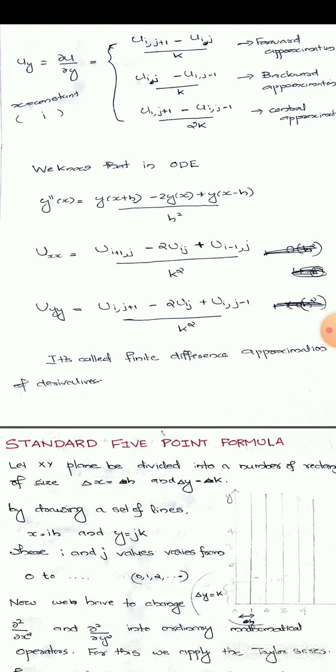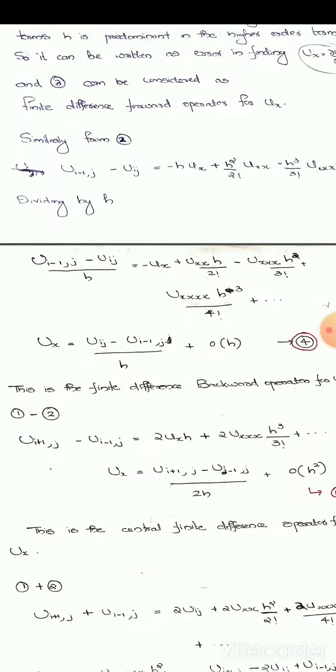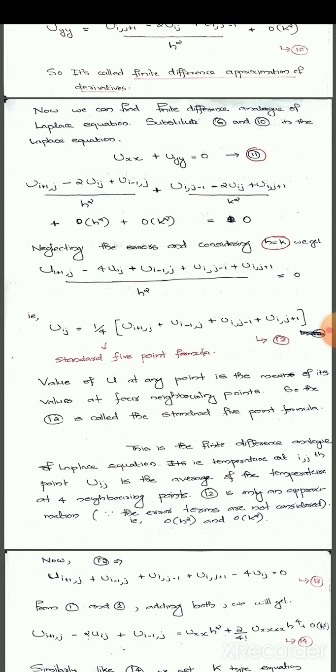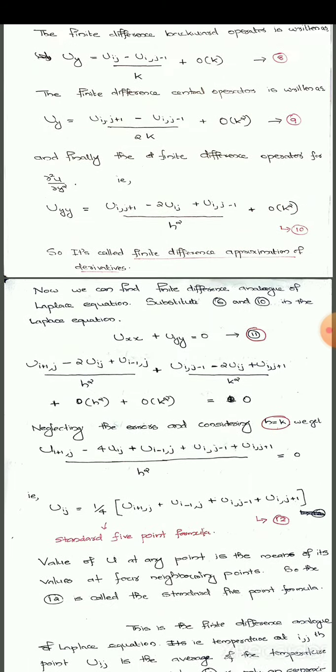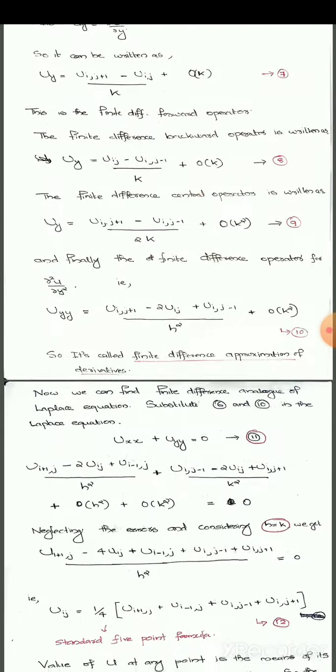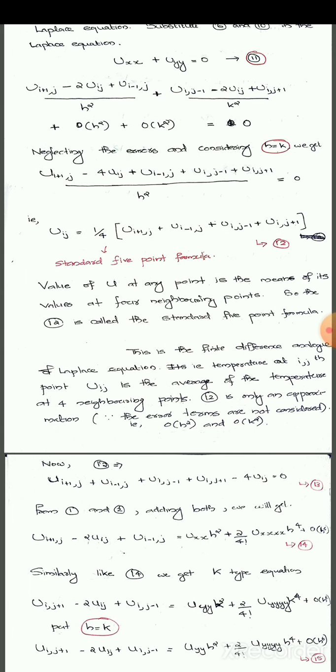Then we go to the standard 5-point formula. In order to derive the standard 5-point formula, we have to consider an equation. Suppose we consider the Laplace equation. We know that del square u is equal to 0. U may be a function of temperature. This is the Laplace equation, represented as equation number 11. And we put uxx and uyy, obtained from equation 6 and equation 10, into equation 11. Then we get the solution as the standard 5-point formula.